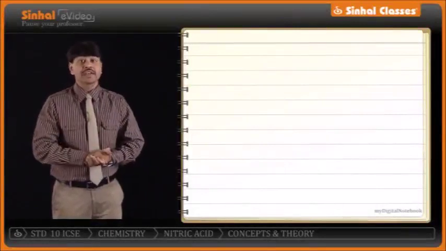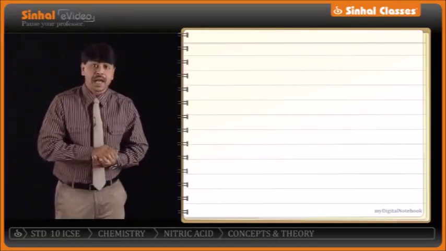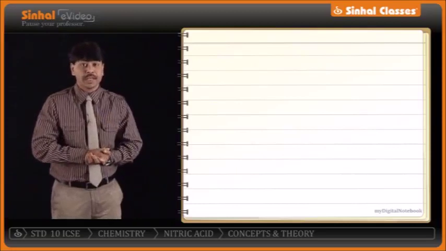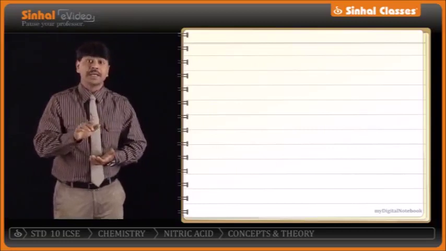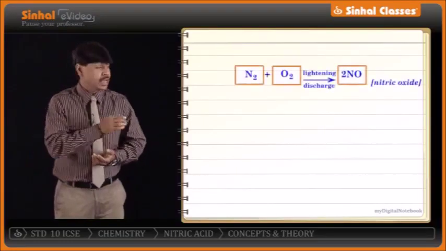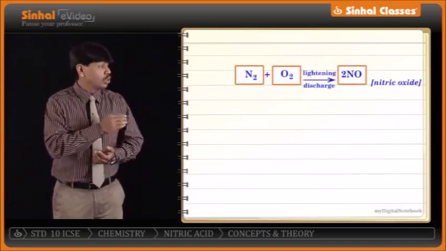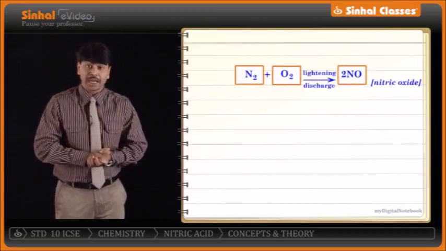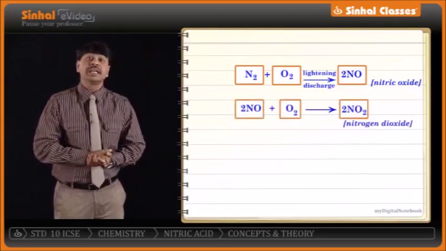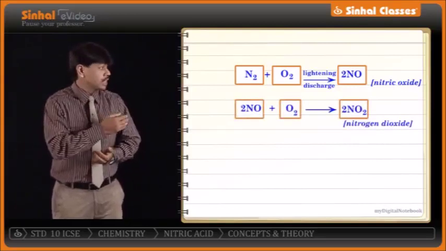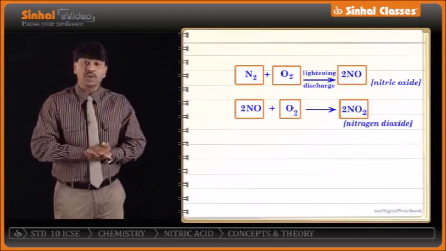As I told you, it has a free existence. Now let us see how it exists in a free state. Nitrogen in the atmosphere combines with oxygen during lightning and thundering to form nitric oxide, that is N2 plus O2 during lightning and thundering will form 2NO, nitric oxide. This nitric oxide further gets oxidized to nitrogen dioxide, that is 2NO plus O2 will give you 2NO2.